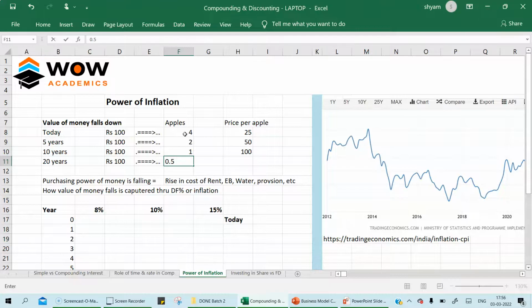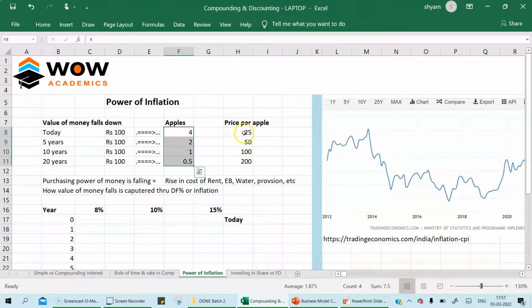And in 20 years time, when you want to buy an apple, I don't think you can buy even 1 apple. You can buy somewhere around half an apple. Who knows in 20 years time what will happen. That means the apple price is actually 200. So if you see here the power of inflation, the 100 that you have in your hand is the same, but every time you go to the shop and buy apples, you get a different quantity of apples, from 4 to 1 to half.